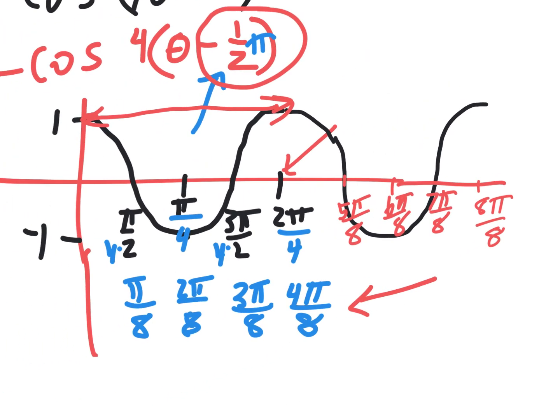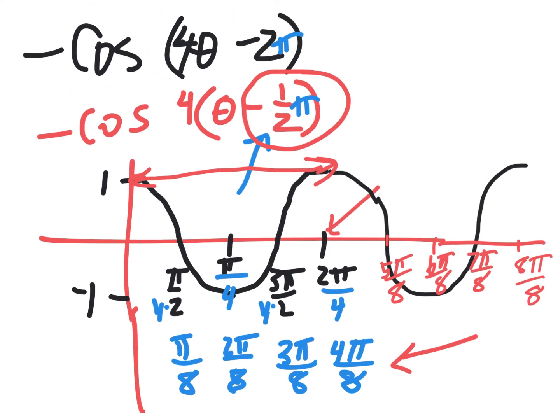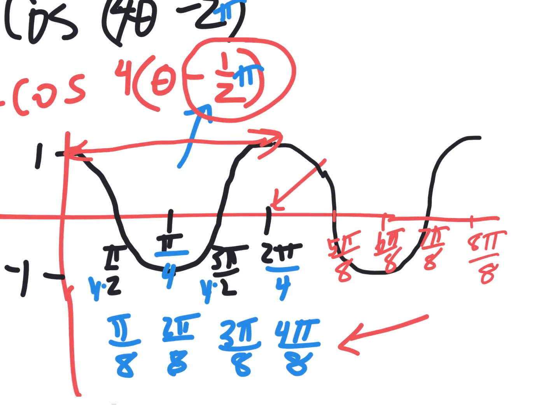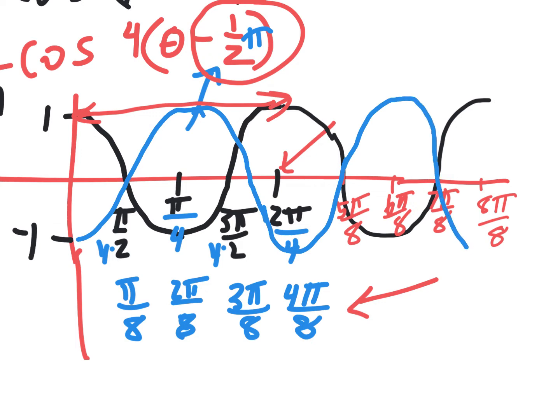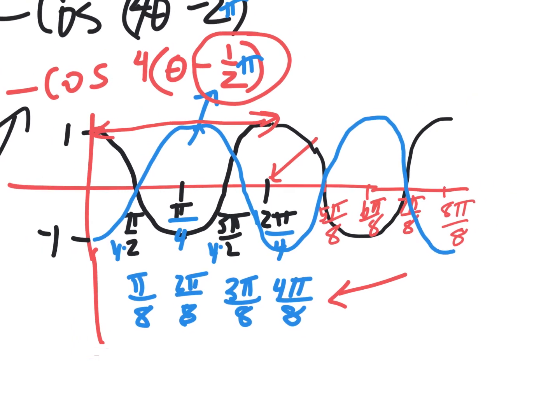All right, so next, we have to flip the whole thing. Why? Because of this negative in the front. So this is now flipping over, and wherever it was high, it's now going to be low, and wherever it was 0, it's still 0. Okay, so there's 2 points on this.